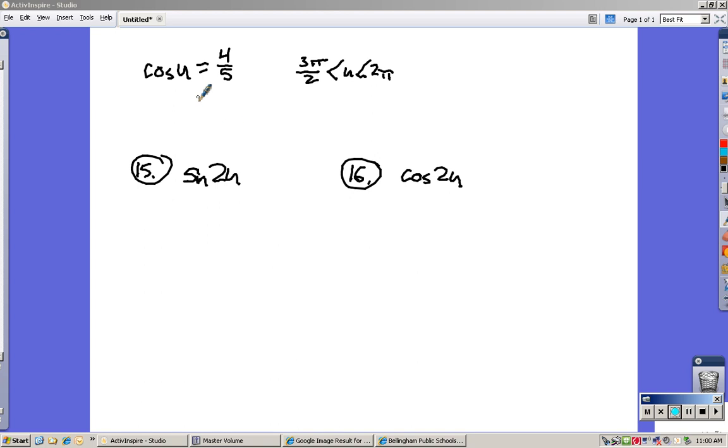With this problem, I see that cosine of u is 4/5 and that u is bounded between 3 pi over 2 and pi over 2. So that means it must terminate here in quadrant 4. So it does something like this.